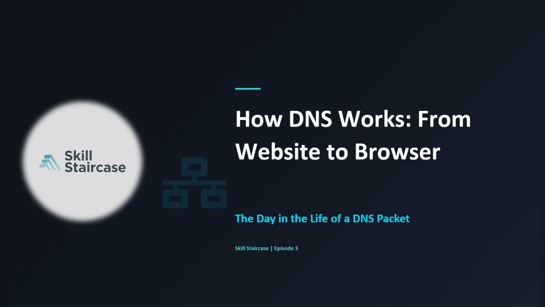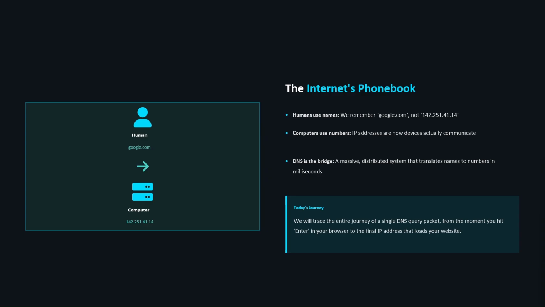Imagine trying to call a friend, but instead of using their name, you had to remember their 10-digit phone number. That's essentially the problem DNS solves for the internet. Humans use names like google.com, but computers use numbers, IP addresses. DNS is the massive distributed global phone book that translates those names into the necessary IP addresses. Without it, the internet as we know it simply wouldn't function.